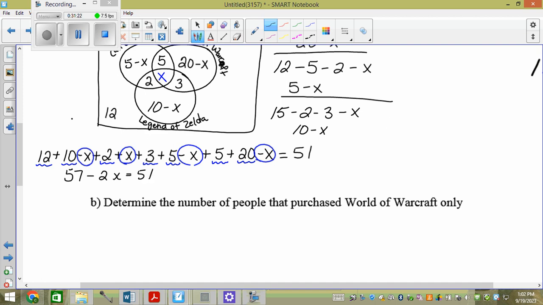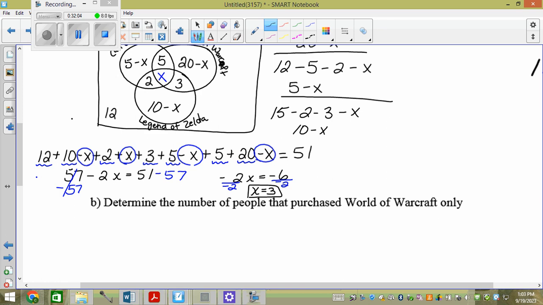Then what am I going to do? How do I solve this? Yeah, subtract 57 from the other side, the opposite. You got it. So we'd subtract 57. So we get negative 2x equals negative 6. So x actually equals 3. So we divide by the negative 2. And x is the middle.